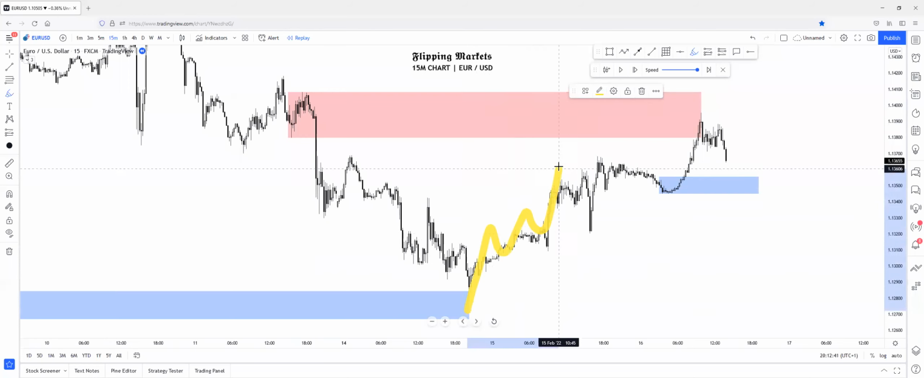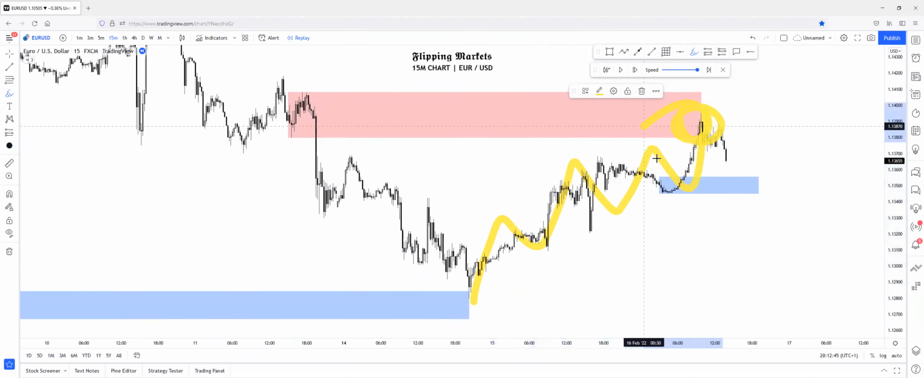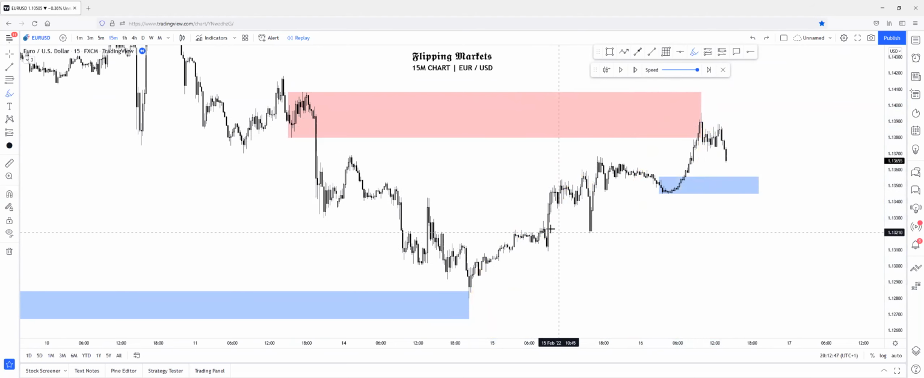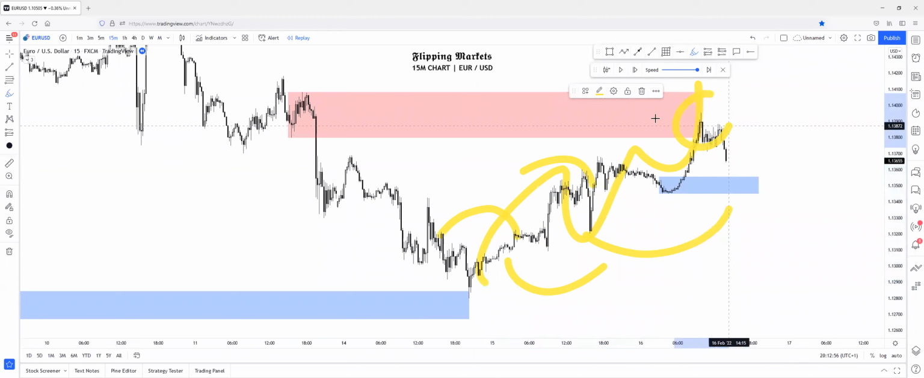Change of character here, as you can see, and it started a clear bullish order flow, 15-minute bullish order flow to the upside, up to this 4-hour supply zone. Demand reactions all the time, building a higher high, higher low, higher high, higher low structure, bullish structure up to this supply zone.